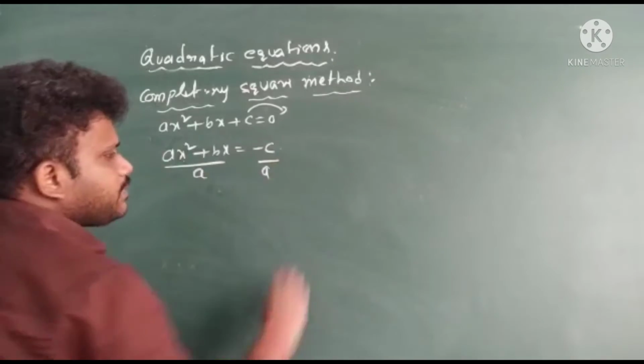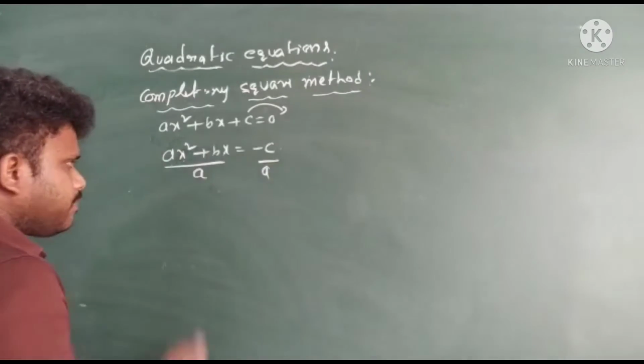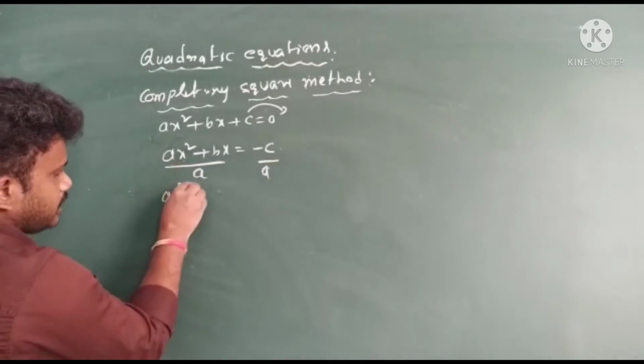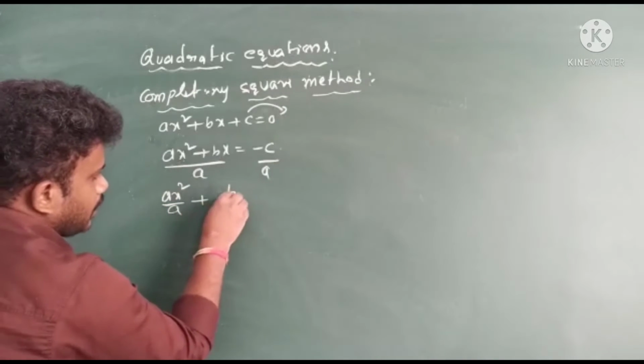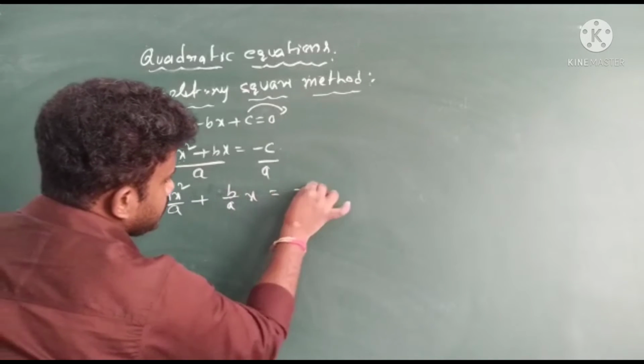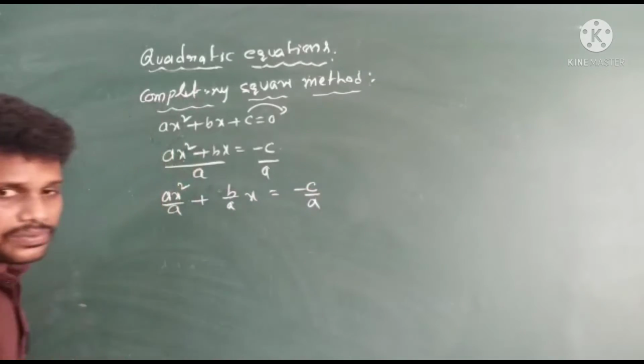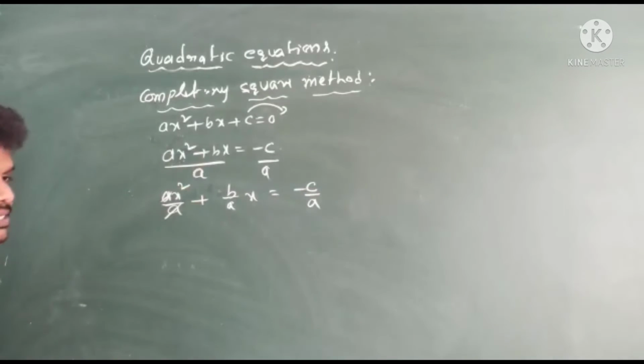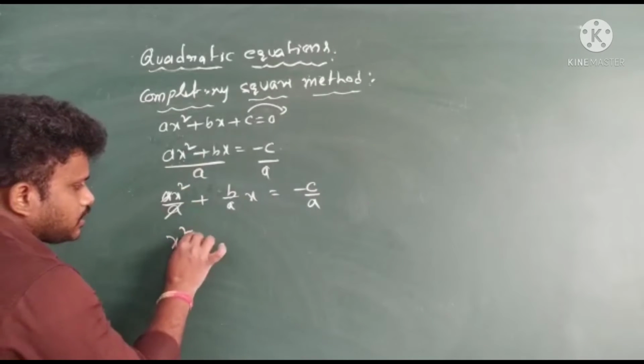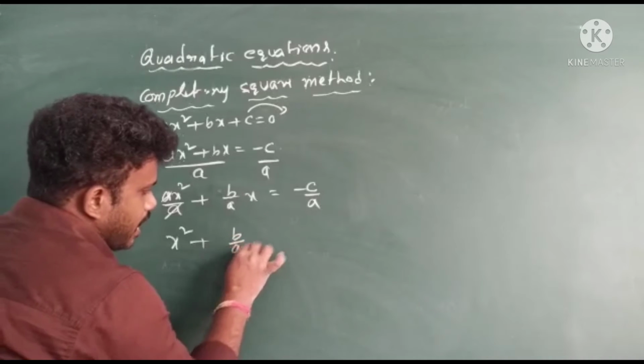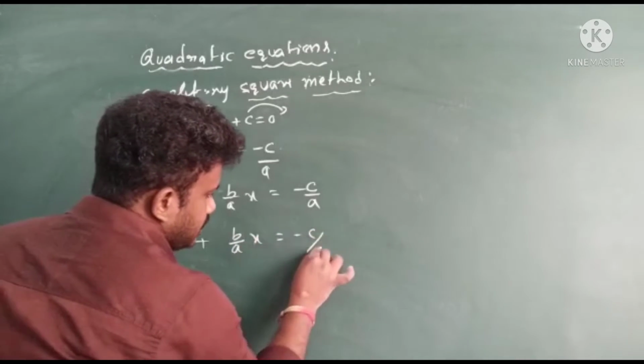Divide on both sides by a. If you divide on both sides by a, it becomes ax square by a plus b by a into x is equal to minus c by a. Now here a gets cancelled, then what was left out? x square plus b by a into x is equal to minus c by a.